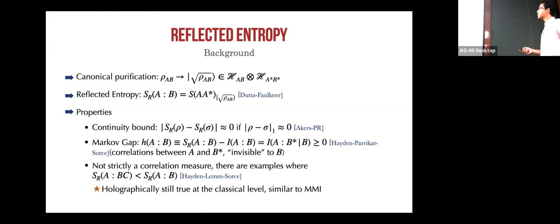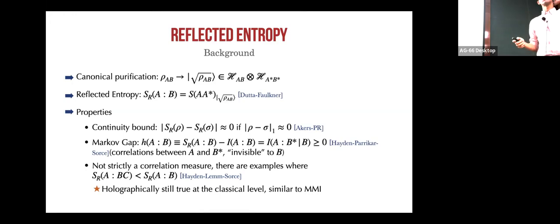But it still has some interesting properties, one of which is this continuity bound. As I was saying earlier, the entanglement entropy has this nice property that if states are close, then the entropies are also close. The Renyi entropy does not have that property, but the reflected entropy does. So in that sense, it's sort of a probe measure where you can disturb the state a little bit, but that doesn't change this measure of entanglement much. This was a useful fact to disprove this mostly bipartite conjecture.